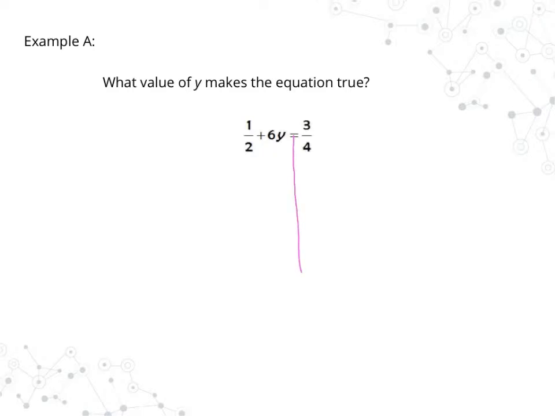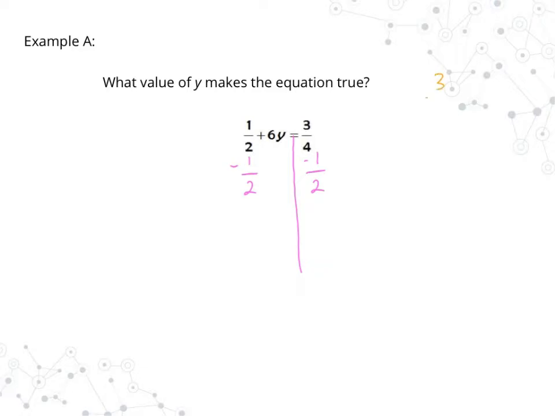So I've got a fraction and 6y. The 6 is going to be the coefficient because it's right up next to the y, so that leaves 1/2 as my constant. So I'm going to go ahead and subtract 1/2 from both sides. Now this is going to be a little bit tricky because I've got fractions. So I have to remember way back to 4th grade when I was subtracting fractions, and I need to remember that in order to do that, they have to have a common denominator. So in this case, I'm going to have to figure out a common denominator between 3/4 and 1/2.